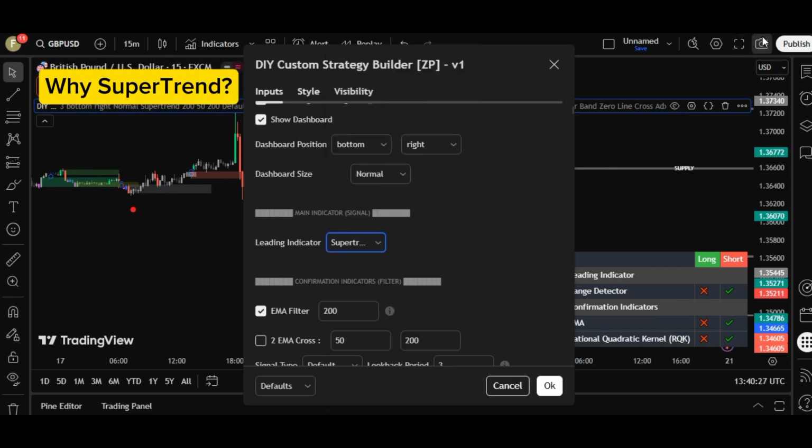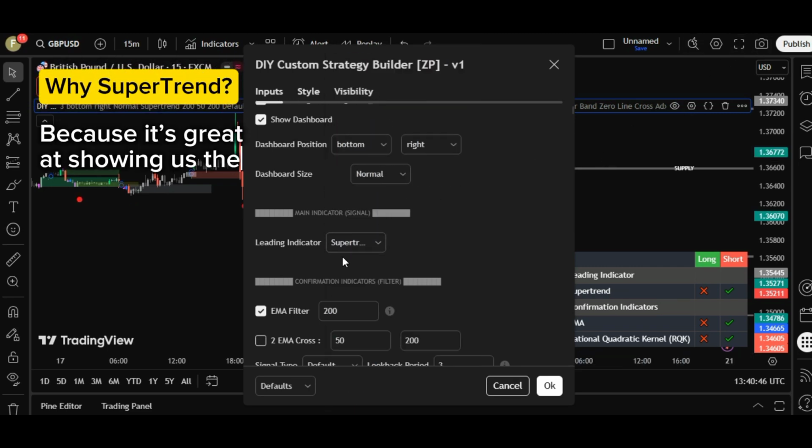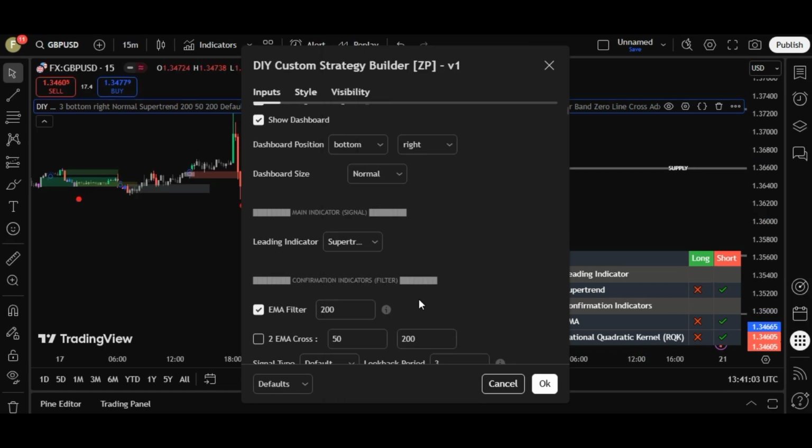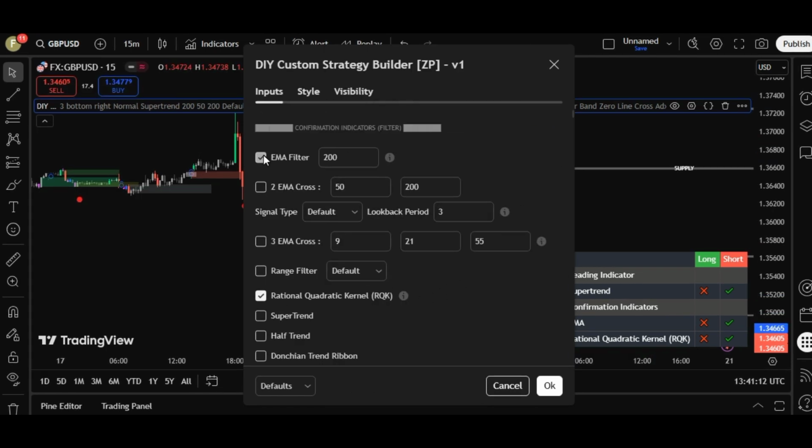Why SuperTrend? Because it's great at showing us the general direction of the market in a very clear visual way. Green means uptrend, red means downtrend. Simple and easy. Next, we're going to add a confirmation filter. For that, we'll choose an EMA, specifically the EMA 50. This is going to act as our trend filter.